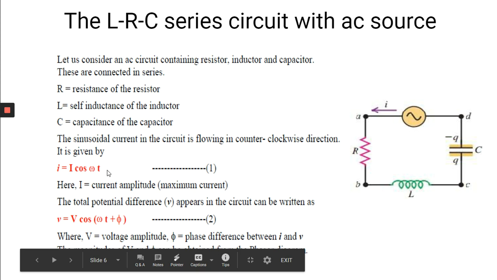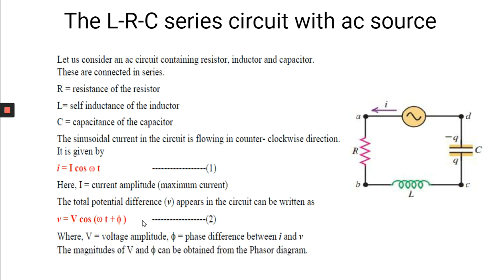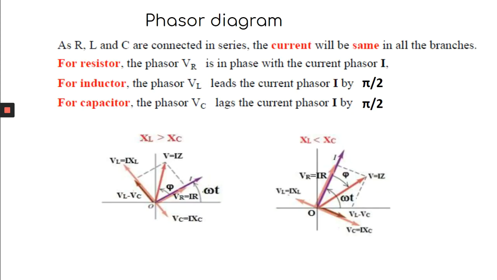So the instantaneous current at any instant of time is I cos omega t, and the voltage, as all three are present, resistor, inductor and capacitor, we do not know what the phase difference between the instantaneous current and voltage is. So let us write this as V cos(omega t plus phi). Now we will find out what phi is. Okay. So how can you find out phi?